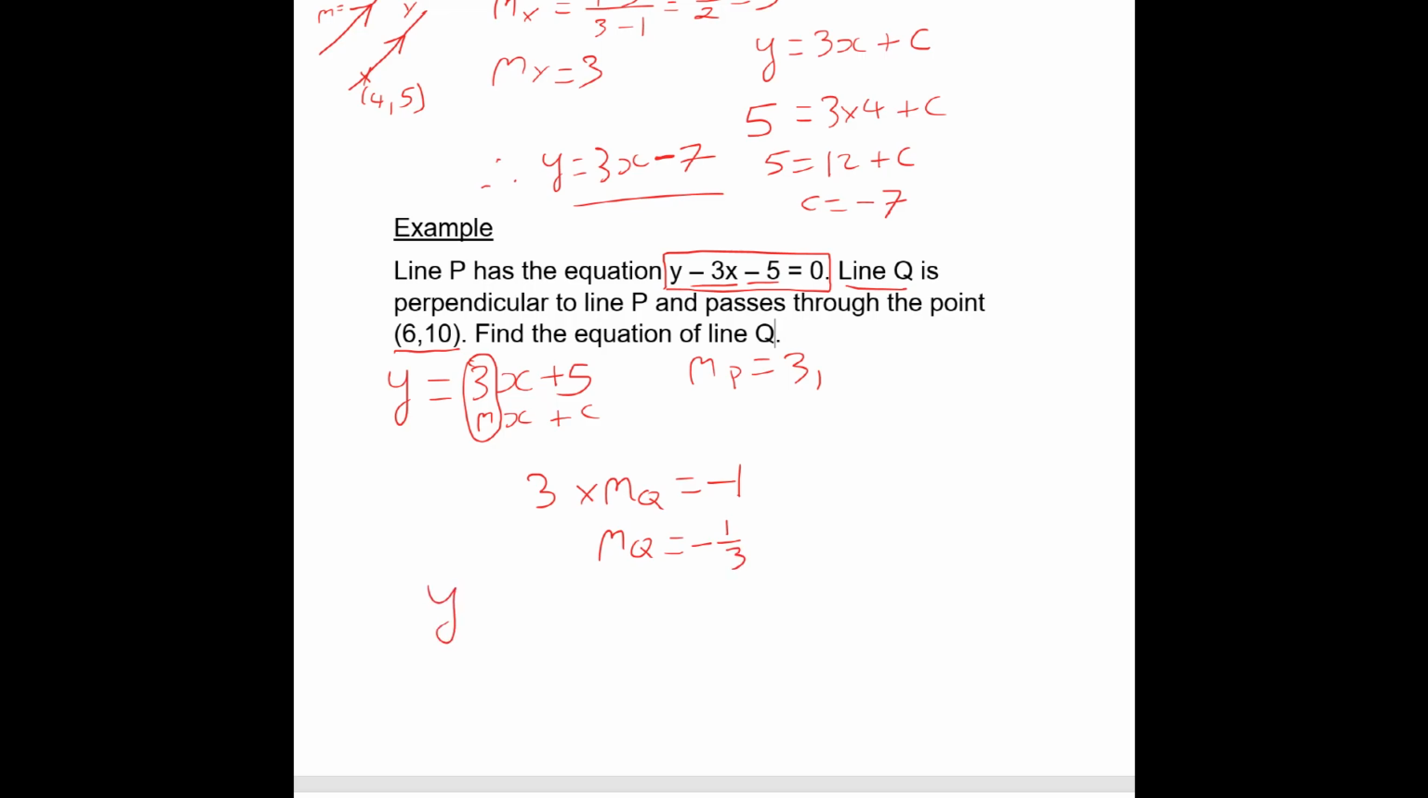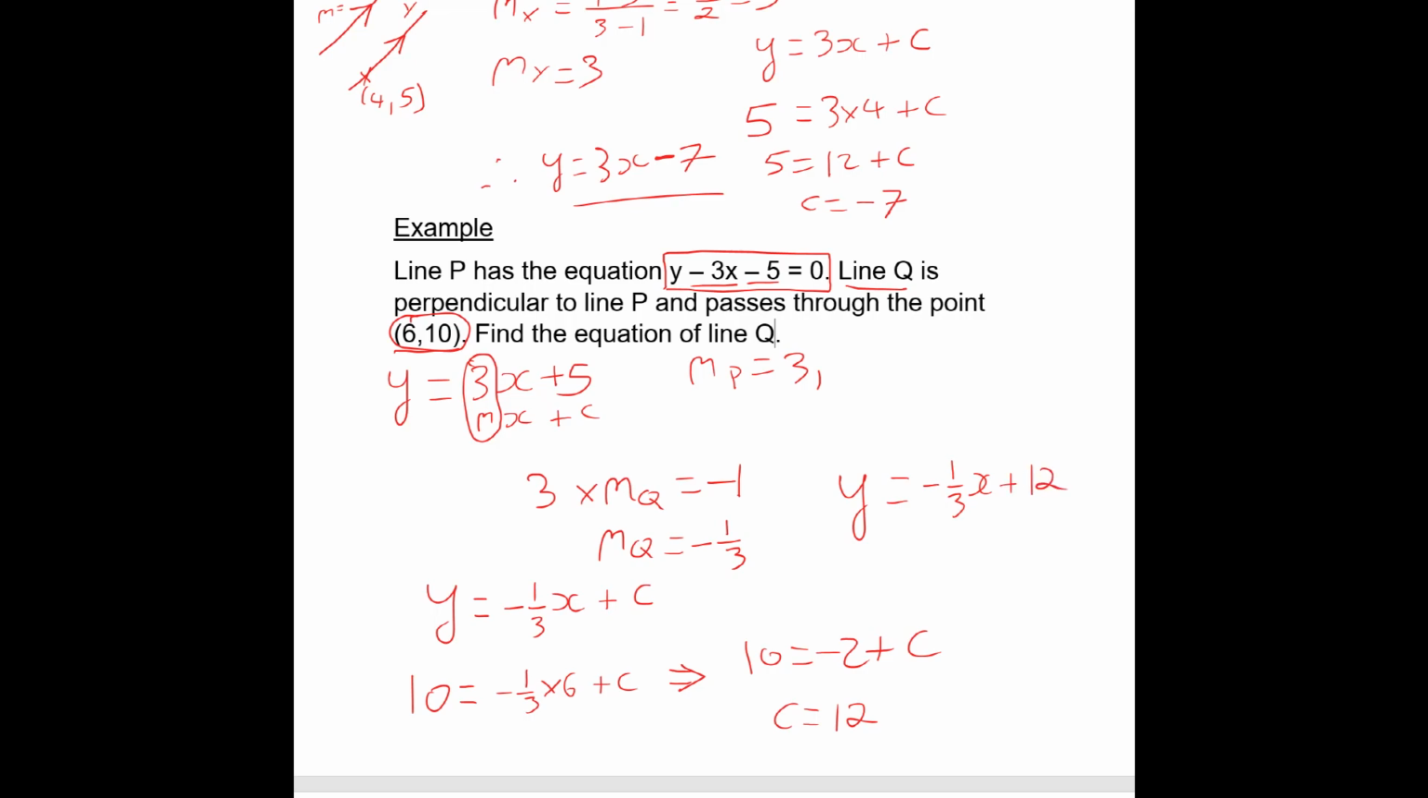So the equation of Q is going to be y equals minus 1/3 x plus the y-intercept of Q. I don't know what that's going to be, but I do know that Q passes through 6, 10. So when x is 6, y is 10. So I can say 10 equals minus 1/3 times 6 plus c, which means that 10 equals minus 2 plus c. To get c on its own, I would add 2 to both sides. So I can say c equals 12. Therefore, the equation of line Q is y is equal to minus 1/3 x plus 12.